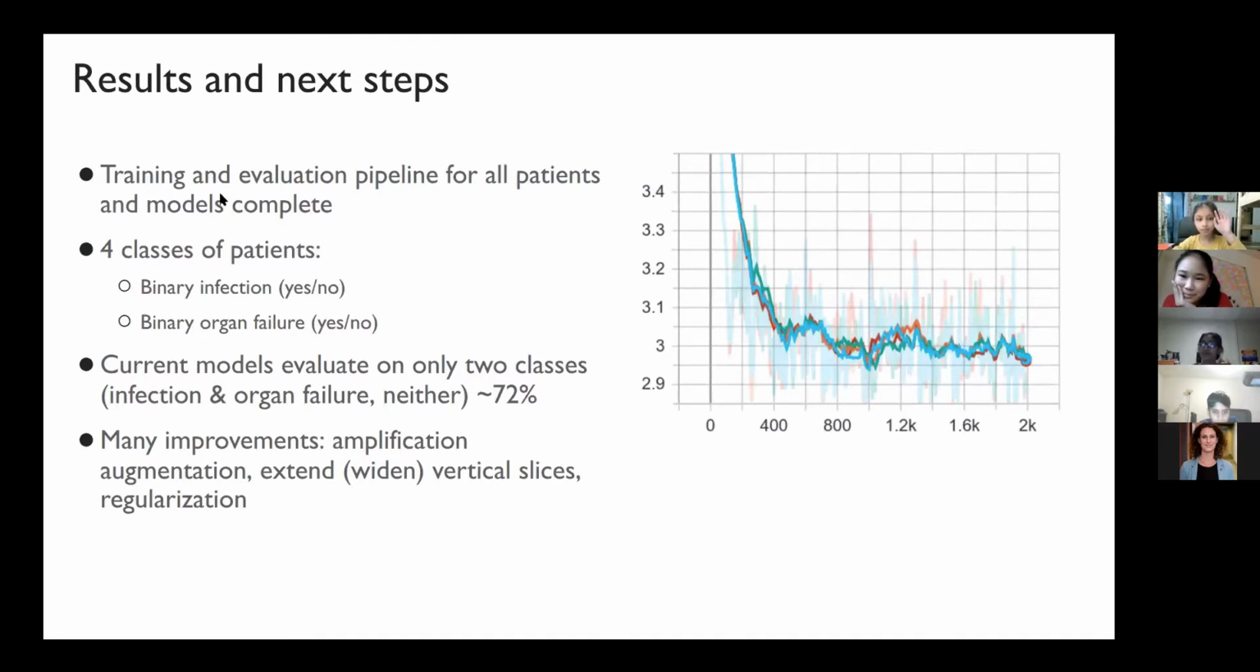Oh, what part do you want me to explain? The results or the future direction? I think they were wondering about the backgrounds, the more transparent colors on the graph. Oh, okay.